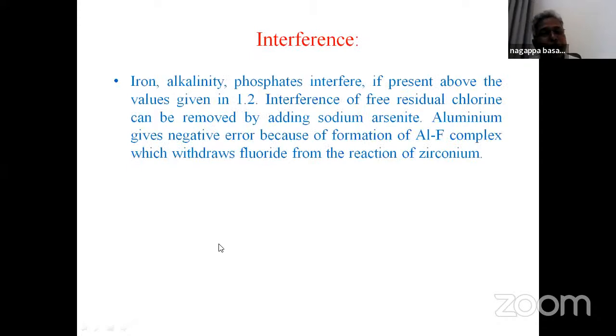Interference is there in all the methods. Iron, alkalinity, and phosphate are interfering. We have to eliminate them. Free residual chlorine is also going to interfere. That's why if free residual chlorine is there, we have to remove it by adding sodium thiosulfate.